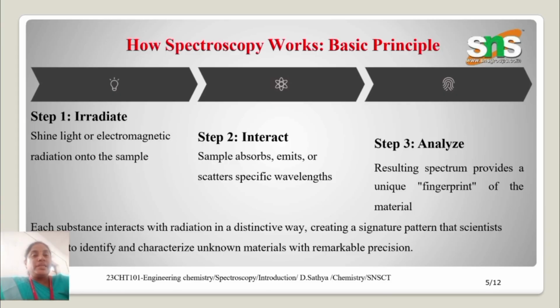So when light or electromagnetic radiation is shone on the sample, the sample absorbs, emits or scatters some specific wavelengths, and finally the resulting spectrum is a unique fingerprint of the material. Each substance interacts with radiation in a different way, creating a signature pattern that scientists use to identify unknown materials with remarkable precision.